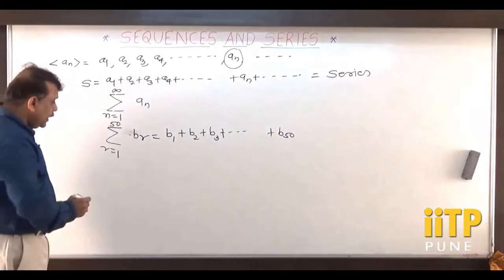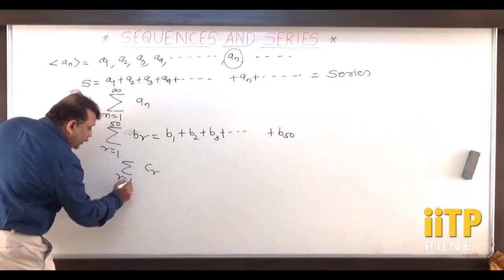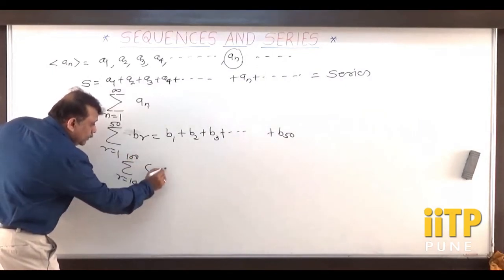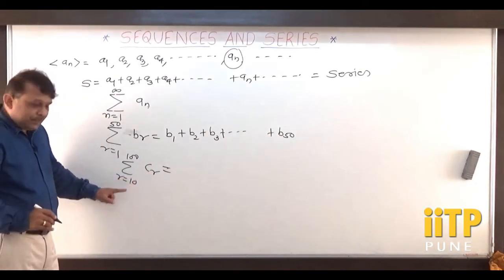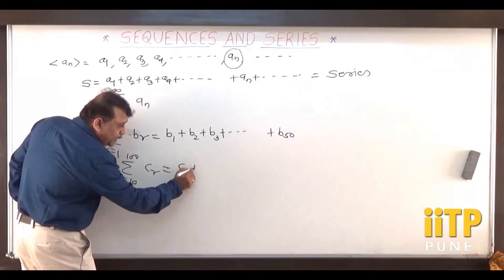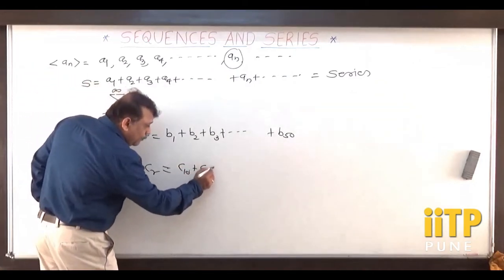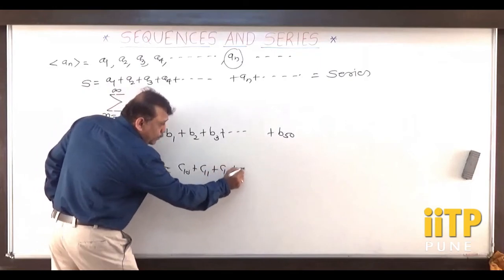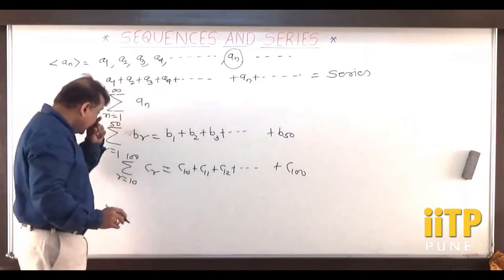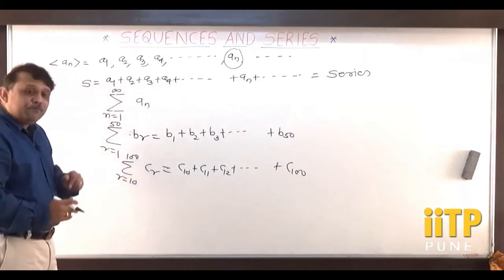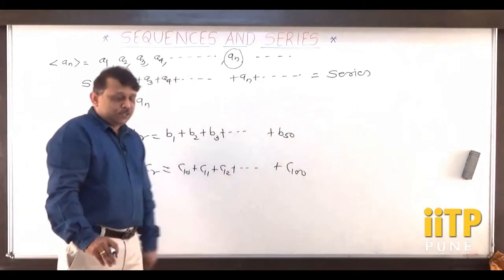up to 50. If you write sigma cr, r going from 10 to 100, then the initial value of r is 10. So the first term would be c10. The next value would be 11, so this is c11. Then c12 plus dot dot dot plus c100. So this way, sigma cr, r going from 10 to 100, can be expanded to write this series.